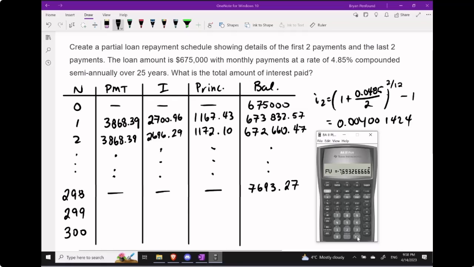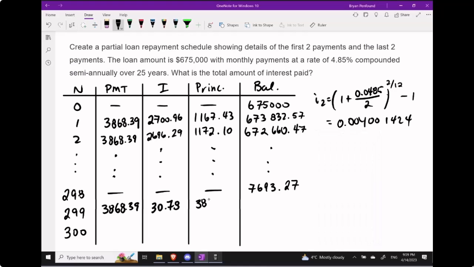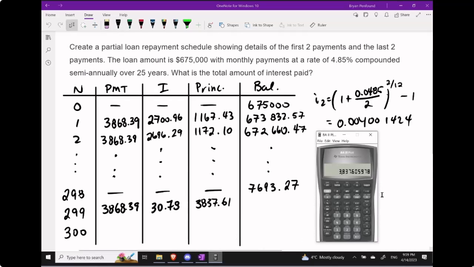On our calculator, we can take this future value, make it positive by using the plus minus button, and then multiply it by I2. Subtracting this value from that 3868.39 payment is going to give us the next principal portion. So we know that 3837.61 should be going towards the principal balance owing. So we can go ahead and subtract this from our 7,693.27 and see what's left over.